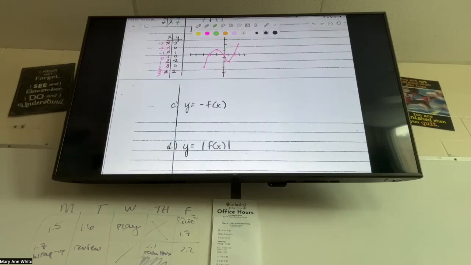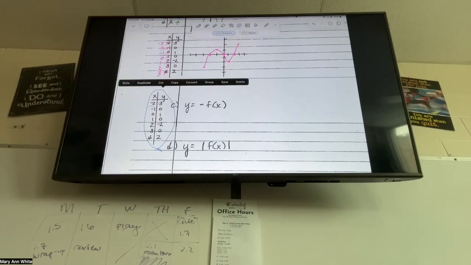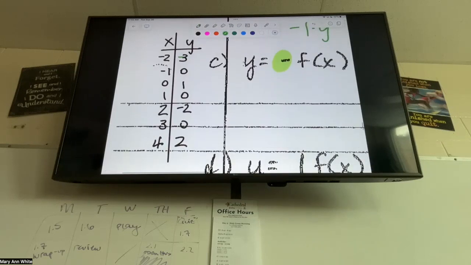Now we're gonna do negative f of x. What is that gonna do to my graph? Flip it over the x-axis. So you can just take all the points and just flip them over the x-axis, or I can think about I am doing that negative times my f of x. I'm doing -1 times all my y's. So I'm just gonna change all the signs of my y's and make them negative if they were positive, make them positive if they were negative.